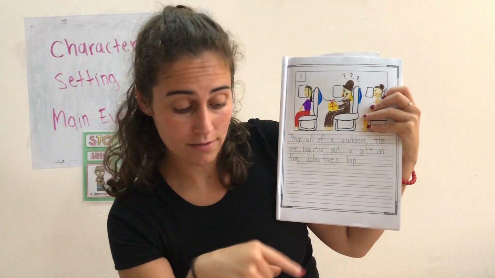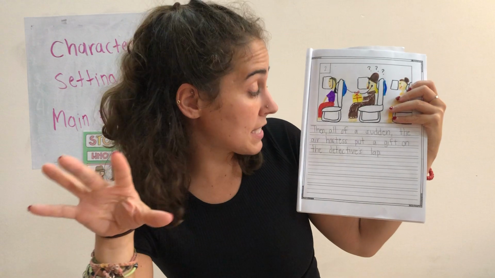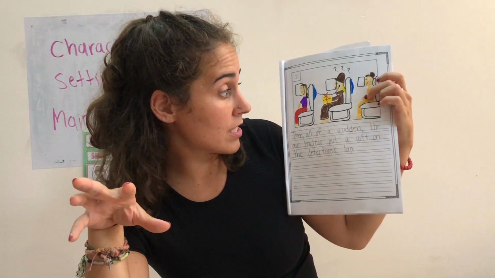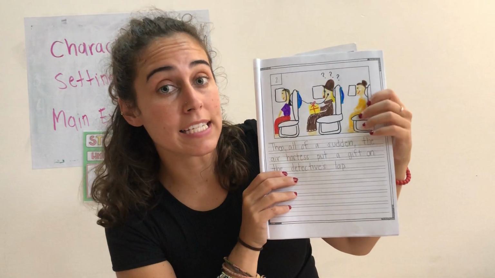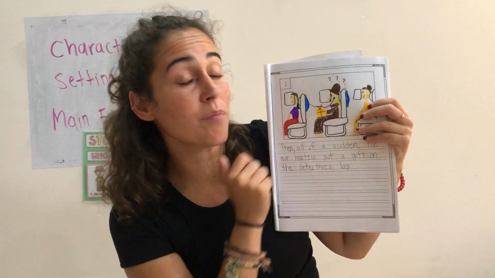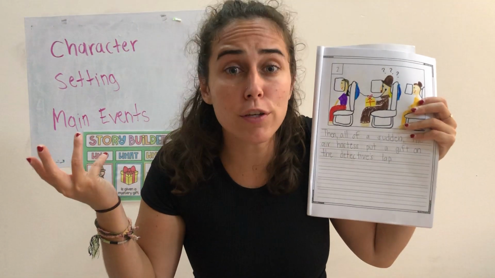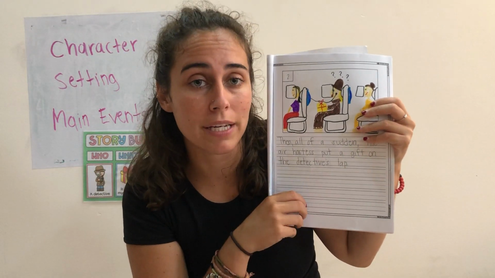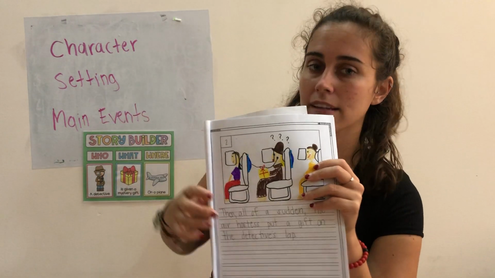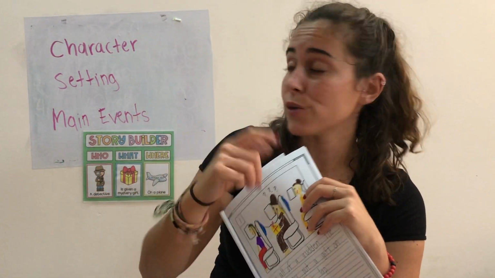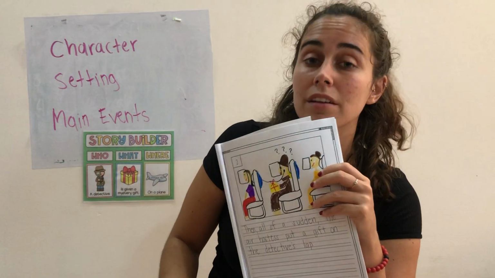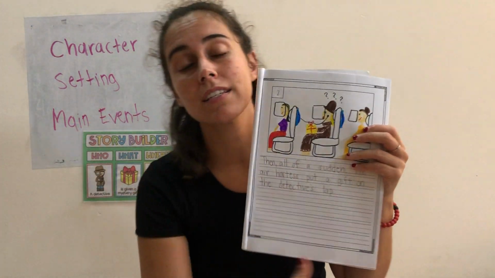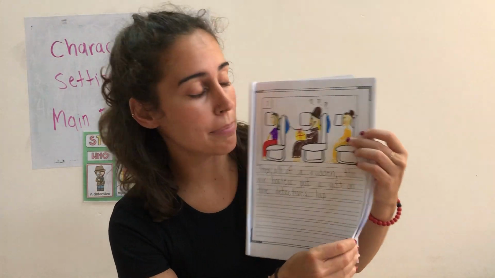Then, transition word, all of a sudden, the air hostess put a gift on the detective's lap. And you can tell by her face she's very confused and doesn't know what is happening. So character, again, the detective and the air hostess. Setting is still the airplane and the main event: there's a gift put on her lap.